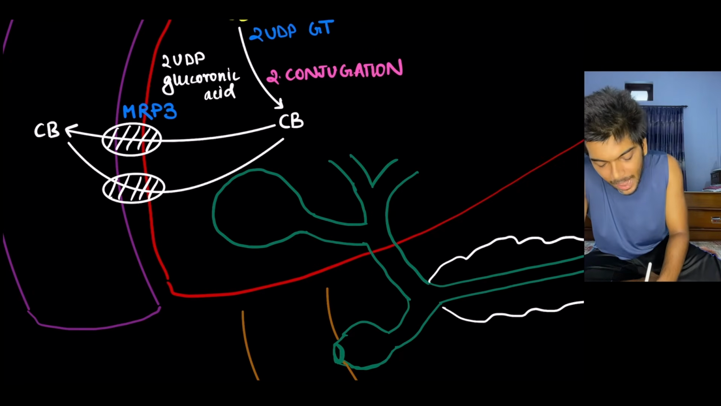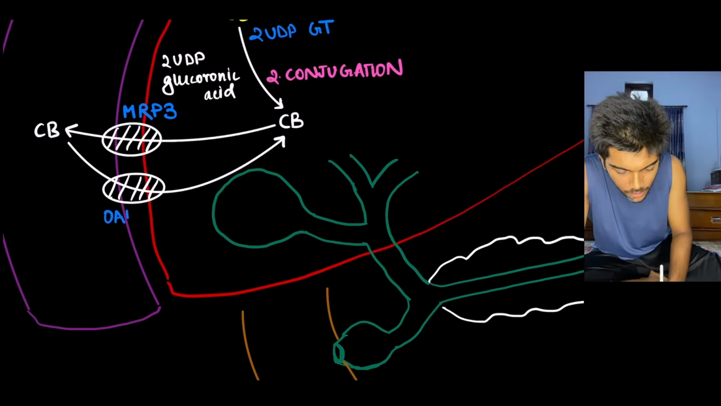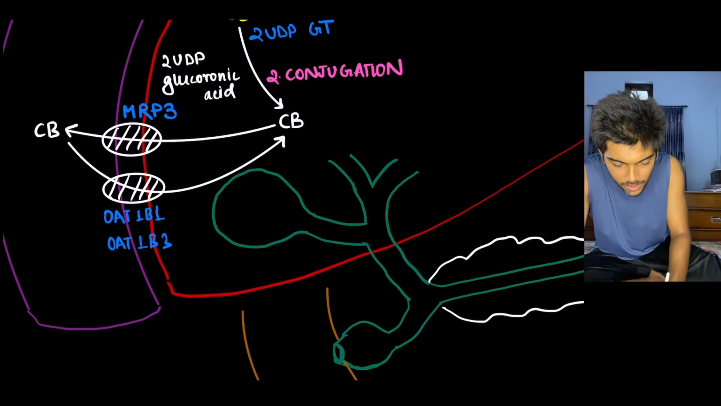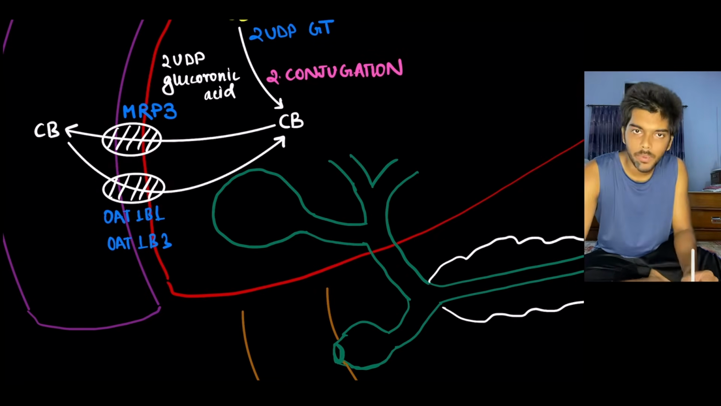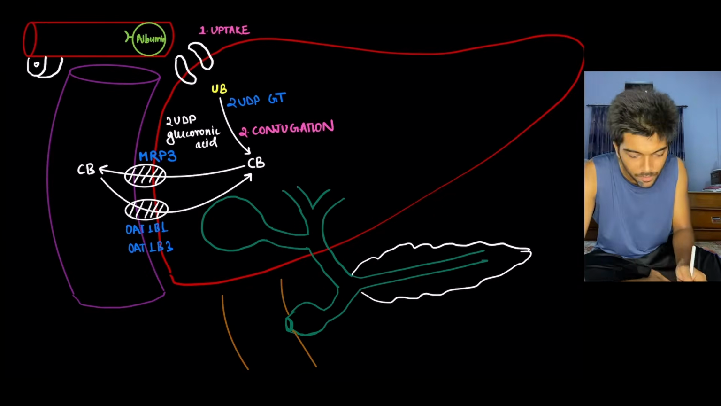It is taken back, reuptake takes place, and that is done by OAT1B1 and OAT1B3. So two pumps: multi-drug resistant protein 3, and OAT1B1 and 1B3. Remember the name of the pumps because you will require them under the topic of congenital hyperbilirubinemia. Okay, so that was the first fate.